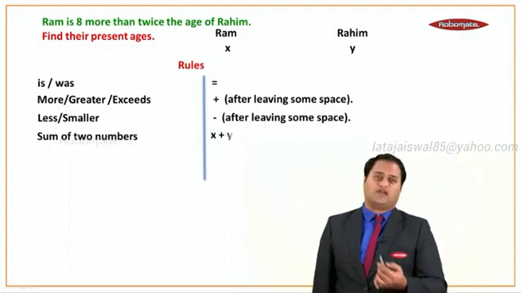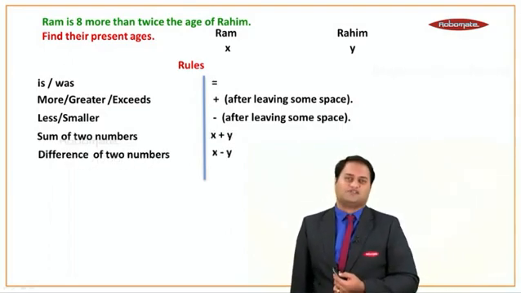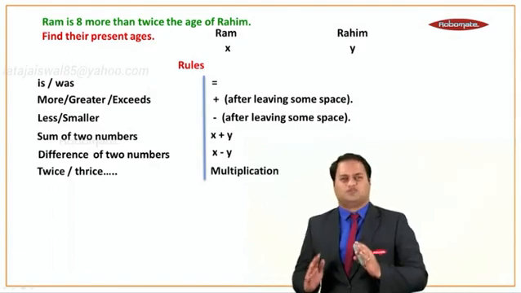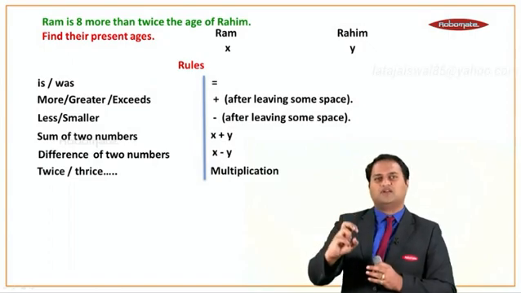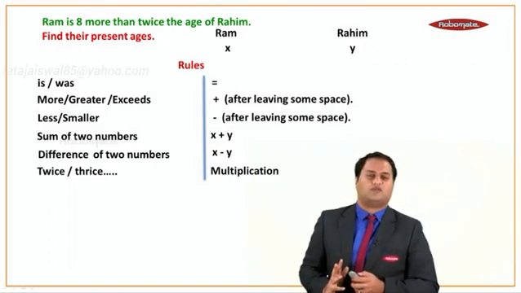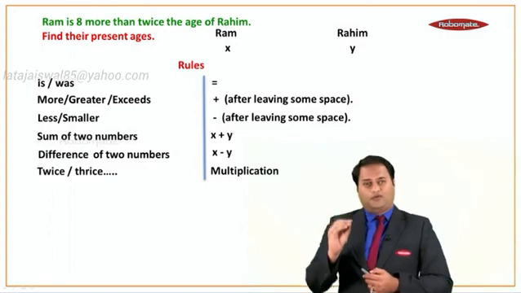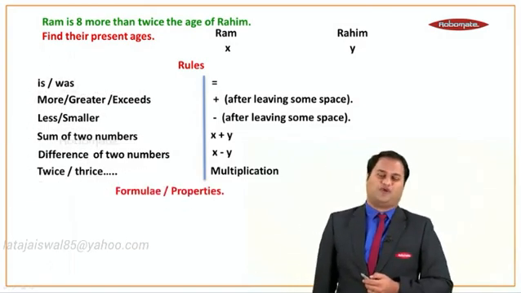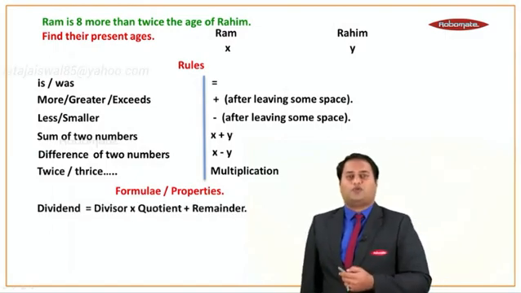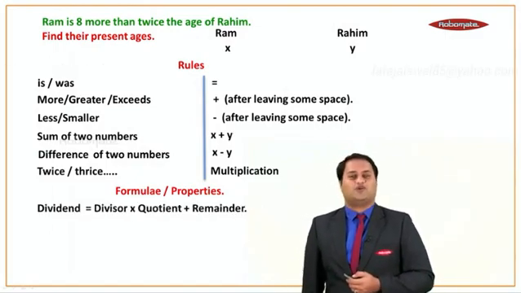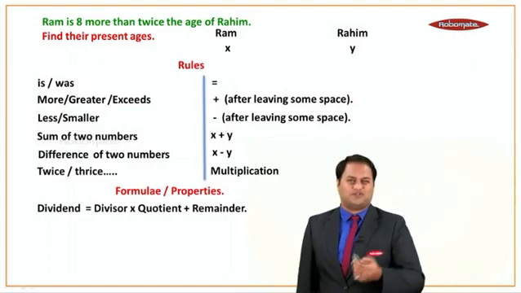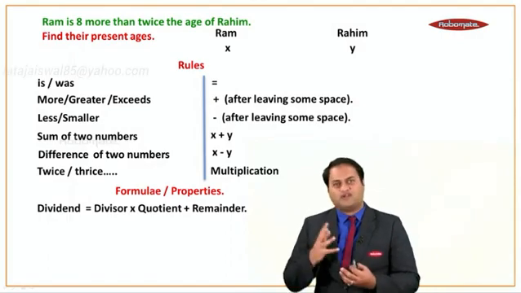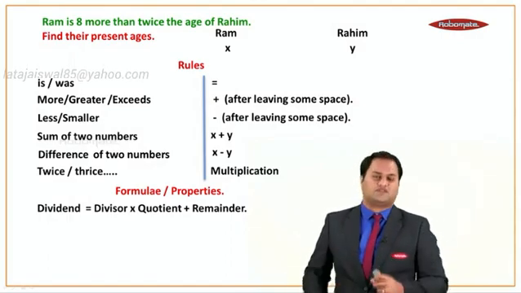Sum of two numbers, x plus y. Difference of two numbers, x minus y. Twice, thrice, multiplication. Simple rules. Just replace these English words by these mathematical forms. Apart from these rules, there are certain formulae and properties, as I said, which you need to follow to form the equations. The first formula that you need to remember is dividend is equal to divisor into quotient plus remainder, something which you already know.